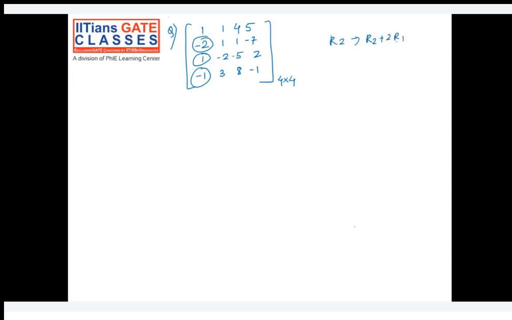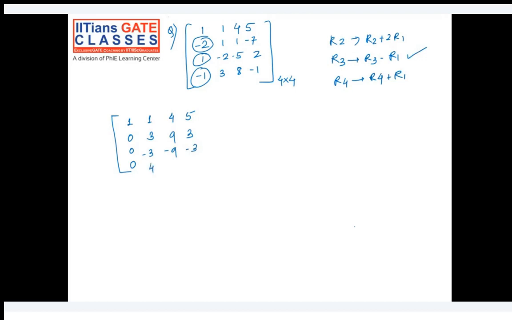Let's do it. After this first operation, we get 1 1 4 5, then 0 0 0, then 1 plus 2 is 3 9 3. You will get minus 3 minus 9 and minus 3 after performing this operation, and the last row you are going to get is 4 12 and 4. So what you can see is that they are dependent. In the first and second row it's like a minus 1 multiplication.